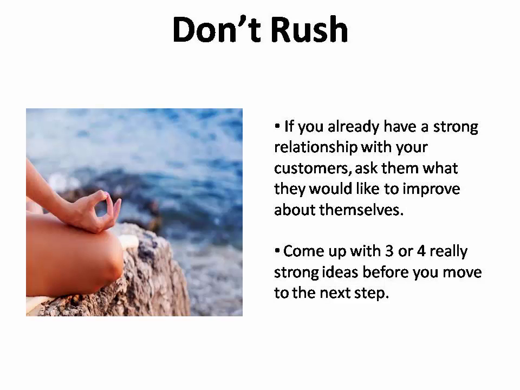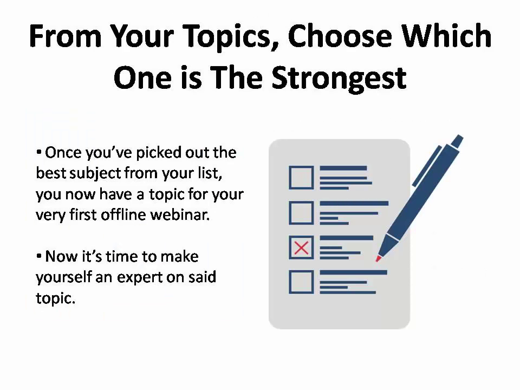If you already have a strong relationship with some of your customers, ask them what they would like to improve about themselves. Come up with 3 or 4 really strong ideas before moving on to the next step. Okay. Once you have identified a few great topics for your offline webinar, figure out which one is the strongest. Which one stands head and shoulders above the others? Congratulations! You now have the topic for your very first offline webinar.